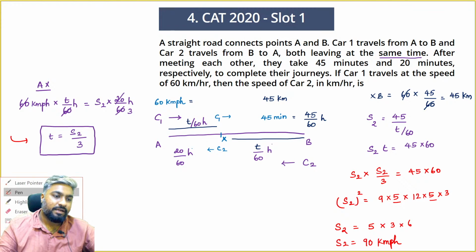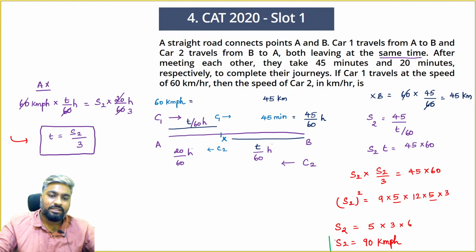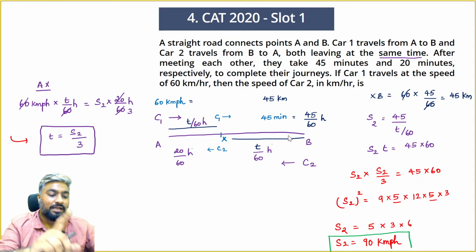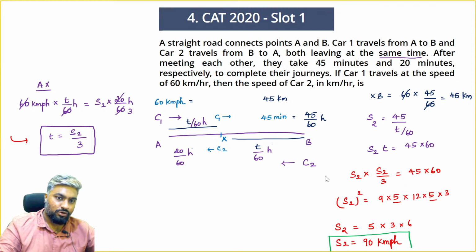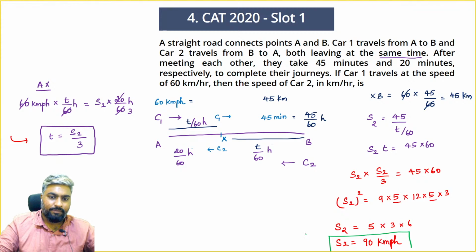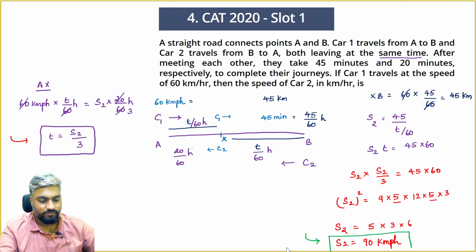Say yes if everybody understood this. This is a very straightforward situation. Just write everything in terms of the second car's speed. We are going to denote all the distances, AX, BX, everything in terms of the second car's speed and equate for the time or equate for the speed, either way. Cool, guys? So people who said the speed of car 2 is 90 kilometers per hour, very good.